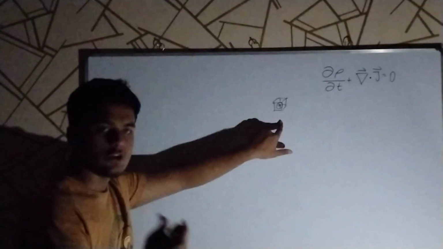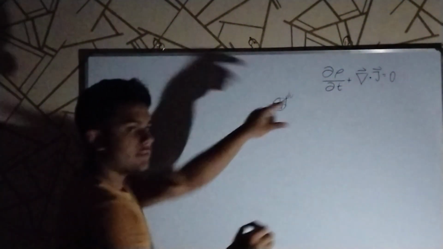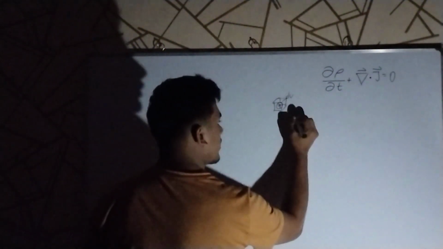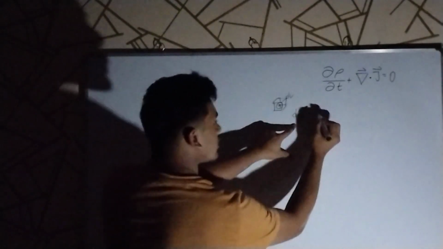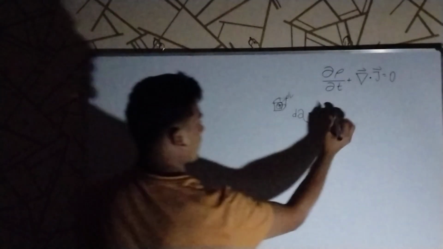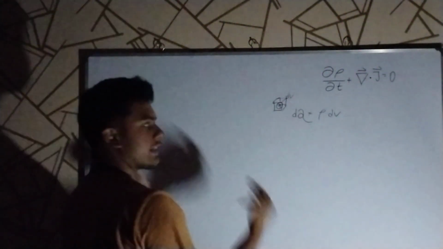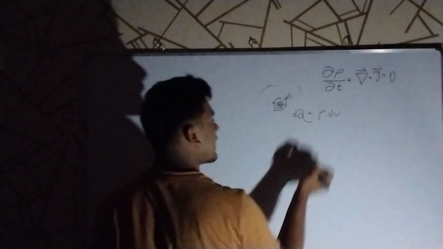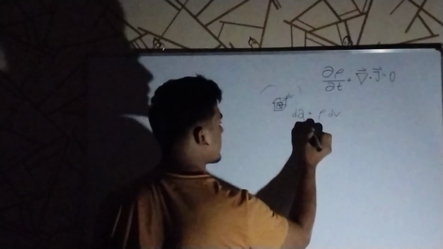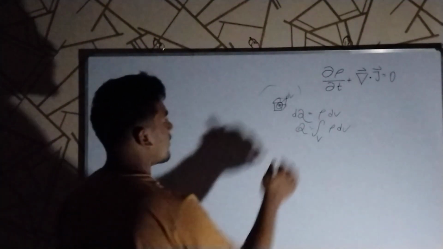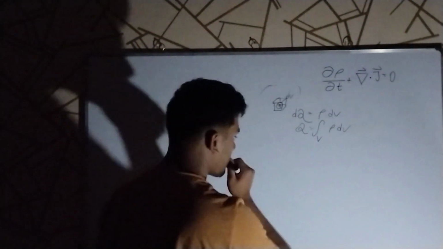In an enclosed cube, dV, the amount of charge in it, dq, is equal to the charge density rho times dV. And for a larger cube, I guess I don't need to draw, we can integrate both sides, and we get that Q is equal to the integral of rho dV. First part done. Now for the second part, the current.